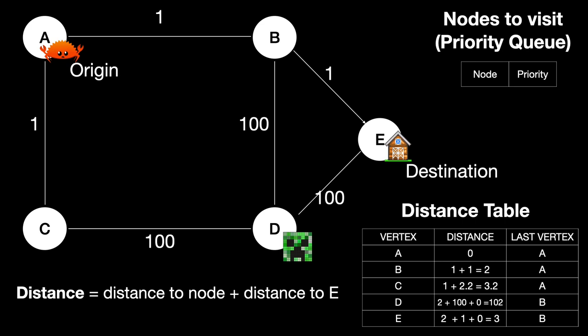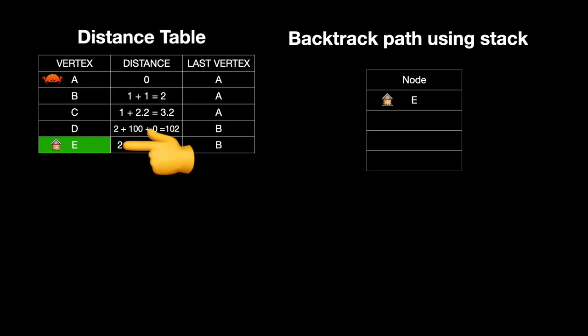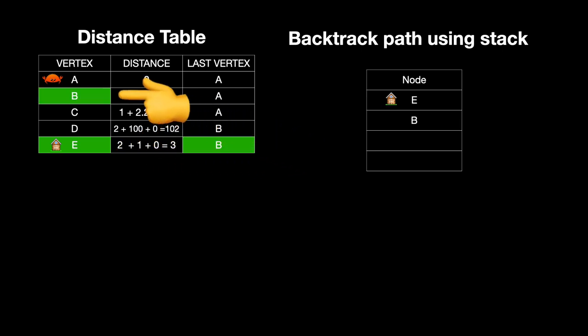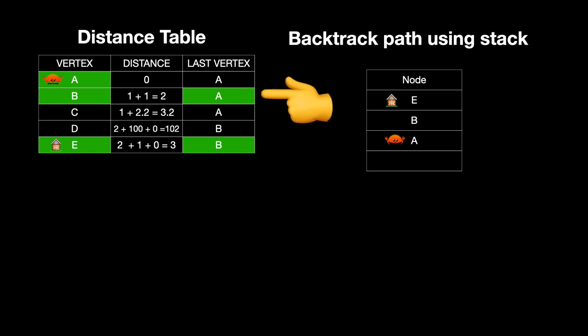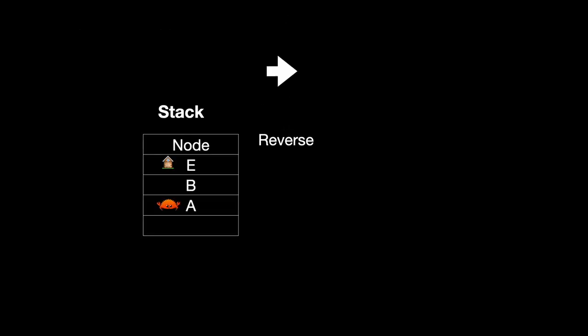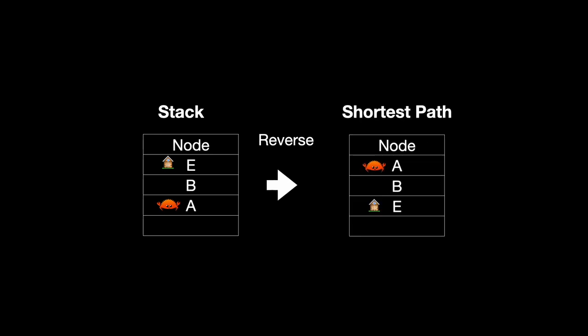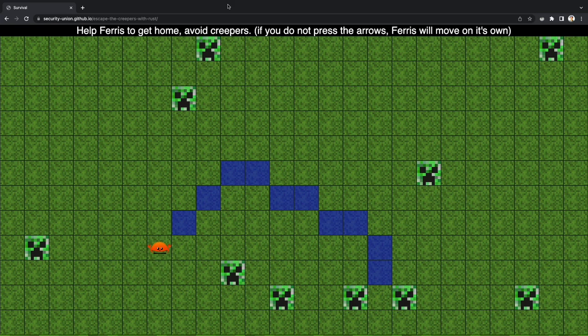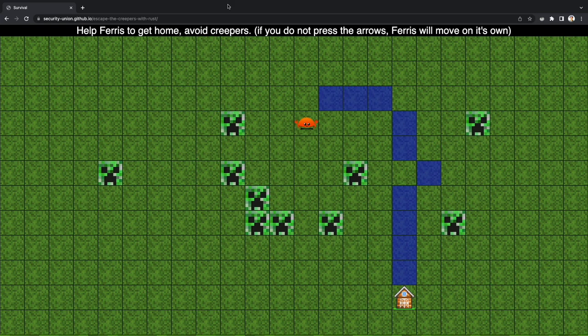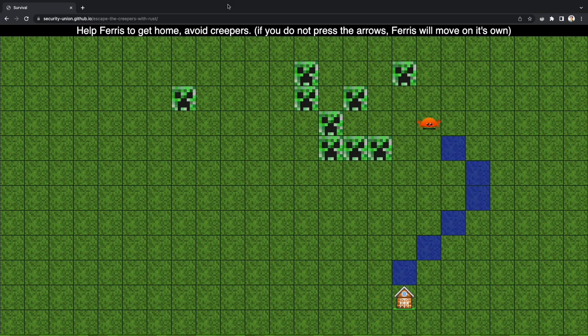Let's collect the shortest path using a stack. We start by querying the distance table using the target and walking our way backwards until we get to the origin. Then we reverse the stack, and there you have it, we found the shortest path. We covered the more hardcore aspect of this application. Now let's move on to the easy stuff, the UI.